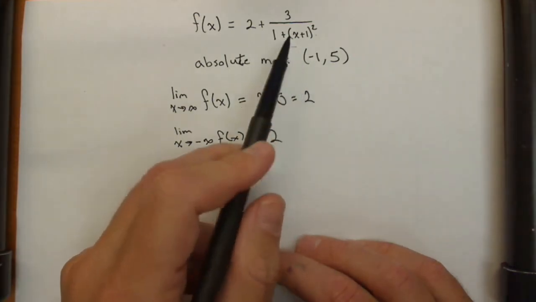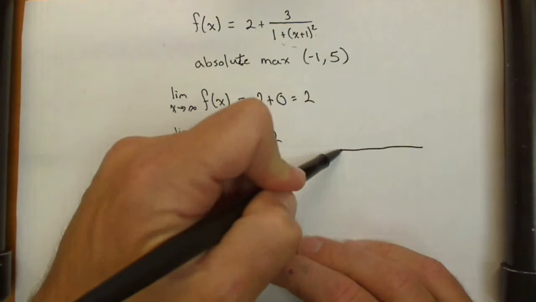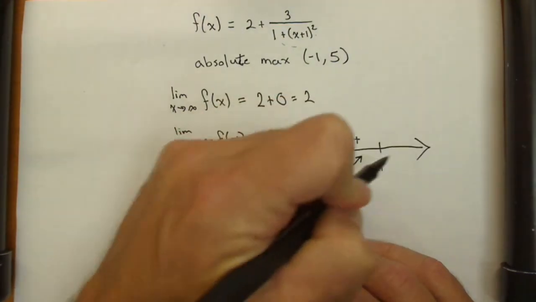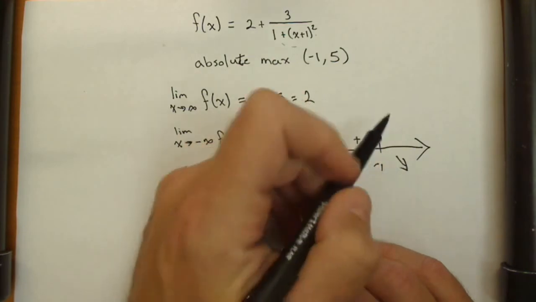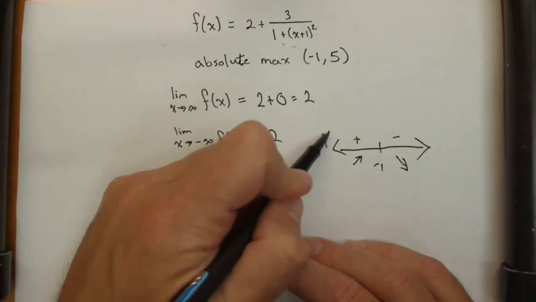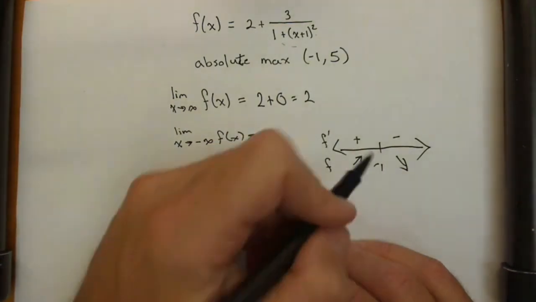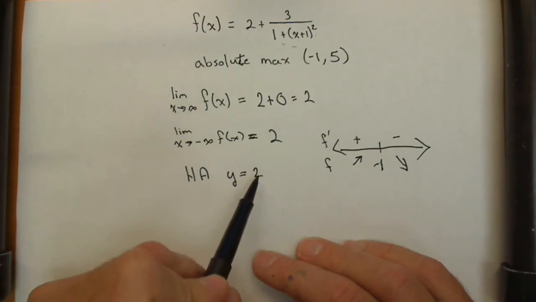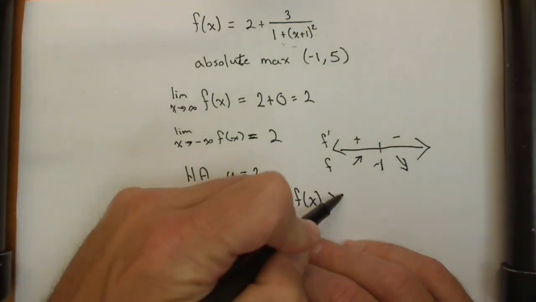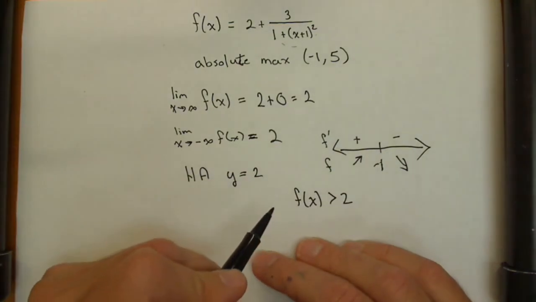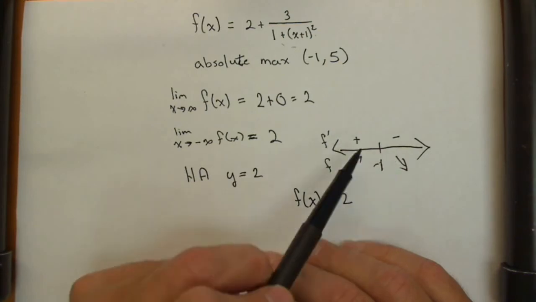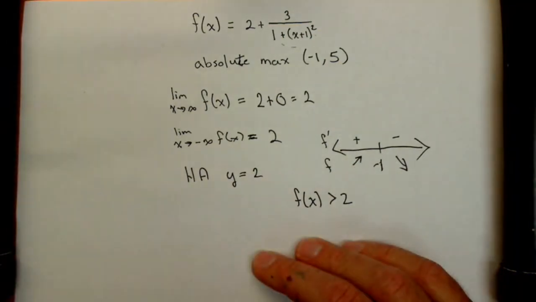it increases all the time. If you remember from our sign chart from last time, it was always increasing from negative infinity to -1, and always decreasing from -1 to infinity. It's not going to cross that horizontal asymptote, so we can guarantee that f of x is always greater than 2. And we're not going to have a minimum, because nowhere does our function go from decreasing to increasing. We can see it from our sign chart.